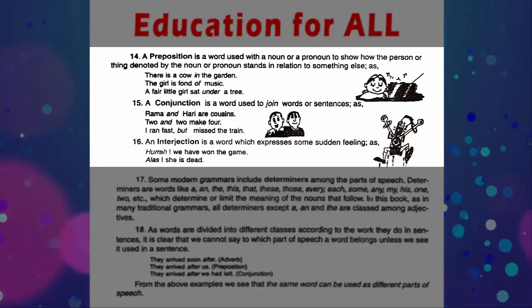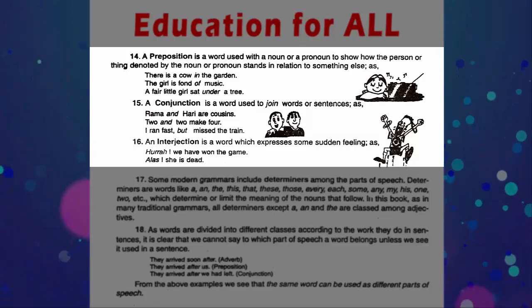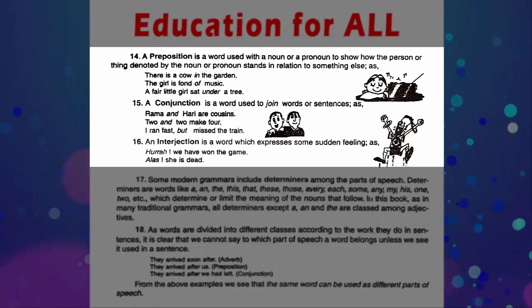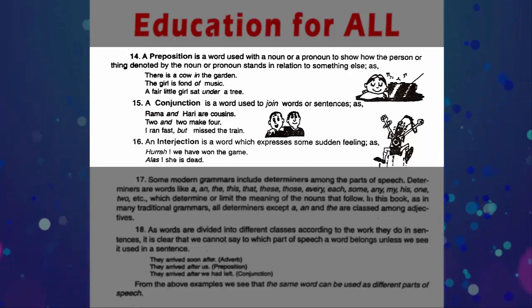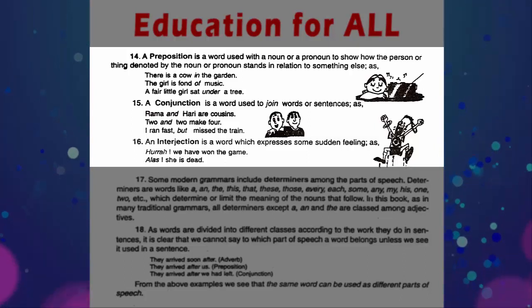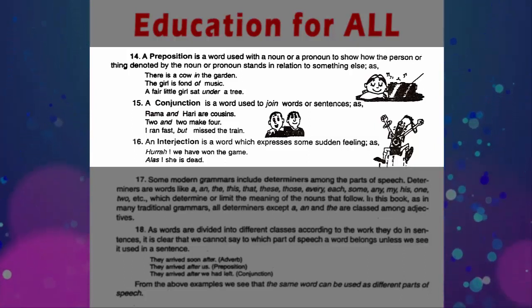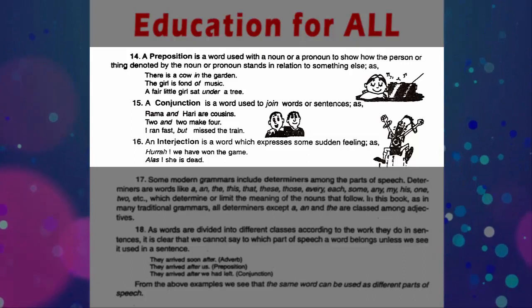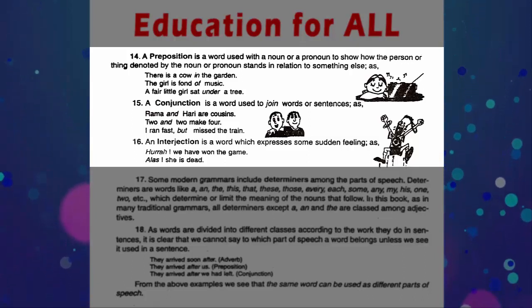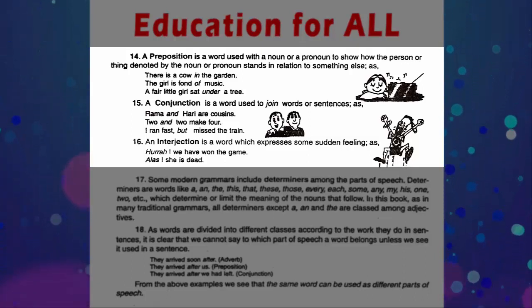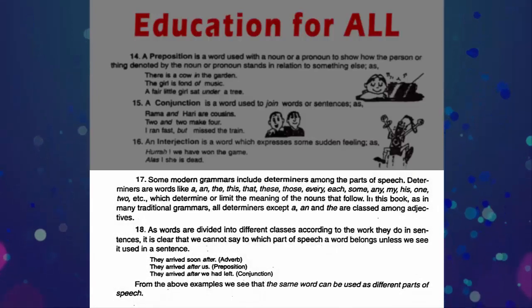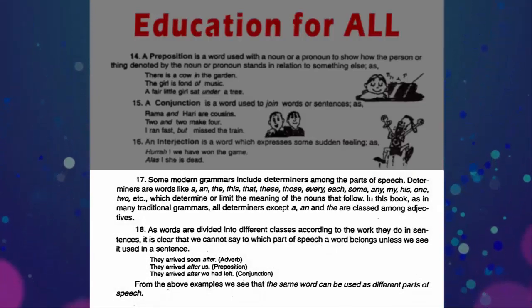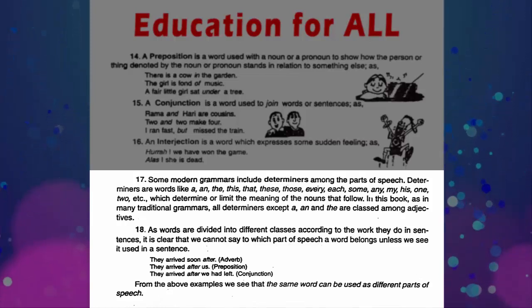A conjunction is a word used to join words or sentences. As, Rama and Hari are cousins. 2 and 2 make 4. I ran fast, but missed the train. An interjection is a word which expresses some sudden feeling. As, hurrah! We have won the game. Alas, she is dead. Some modern grammars include determiners among the parts of speech.